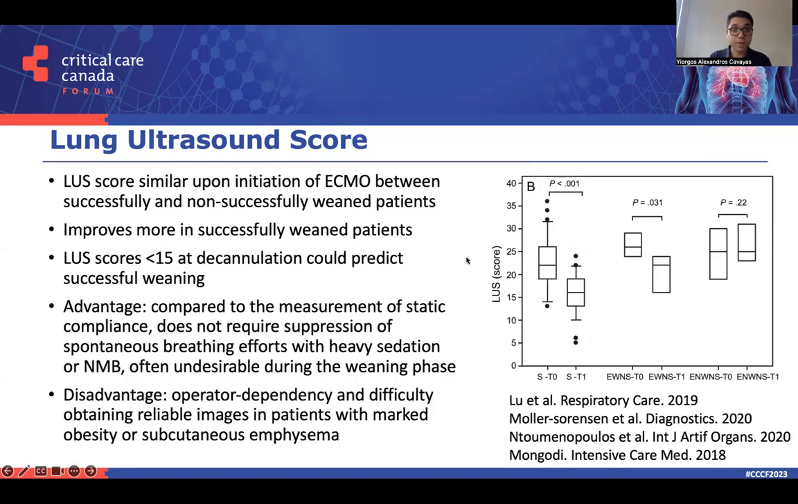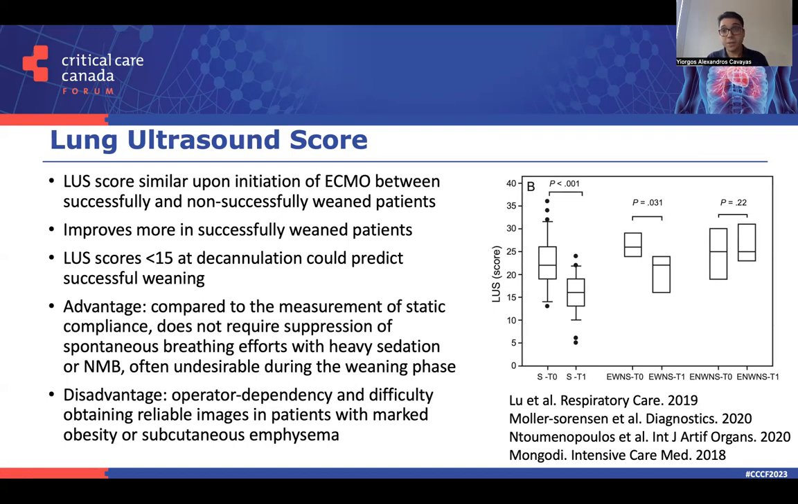Lung ultrasound score is similar upon initiation of ECMO in patients that eventually get weaned compared to patients that never get weaned. However, it improves significantly in successfully weaned patients. A lung ultrasound score below 15 could predict successful weaning in one of the studies cited here on this slide.